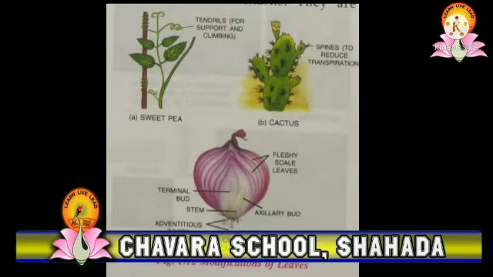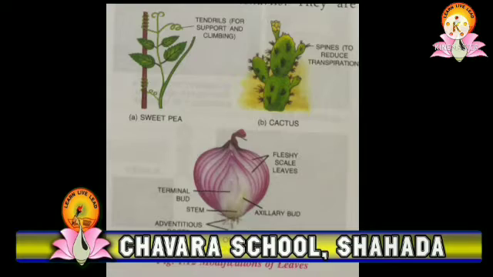These leaves are modified into wiry coil-like structures which are called tendrils. Usually these tendrils are very sensitive to touch, and as they touch any object, they coil around it and take the support of that particular object and climb up. The example for leaf tendril is sweet pea.